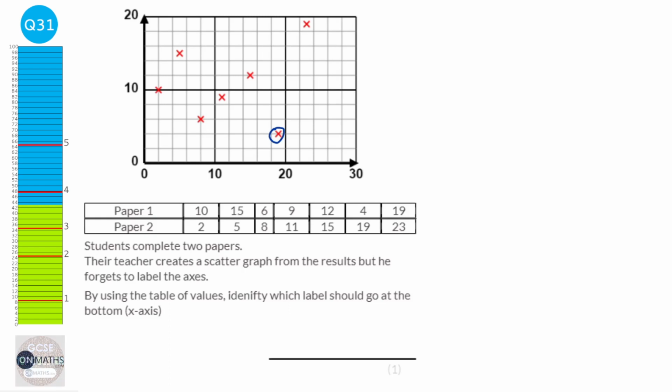Well, it's going up in 2, so it's going to be 4 on this side. And this is kind of 4.5, so that's going to be 19 there. So we know it's 19 at the bottom and 4 at the side here. So we're going to have a look on our table for a 4 and a 19. We've got a 19 and 23 here. It's got to be a 4 and a 19, which is here. And it shows that the 4 is for paper 1 and the 19 is for paper 2. So our answer will just be paper 2.